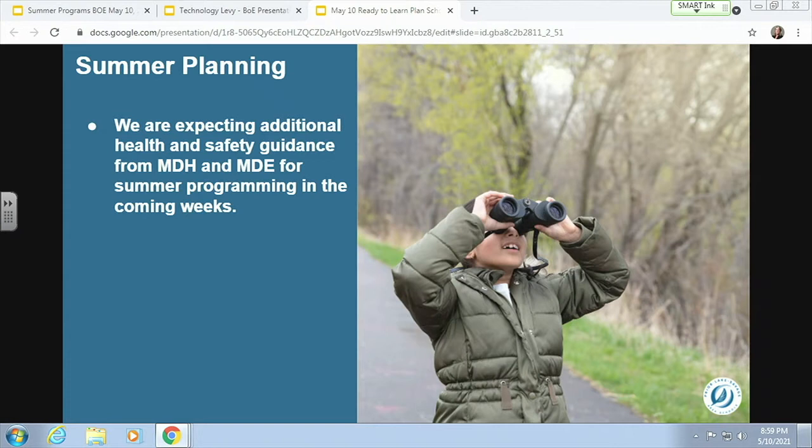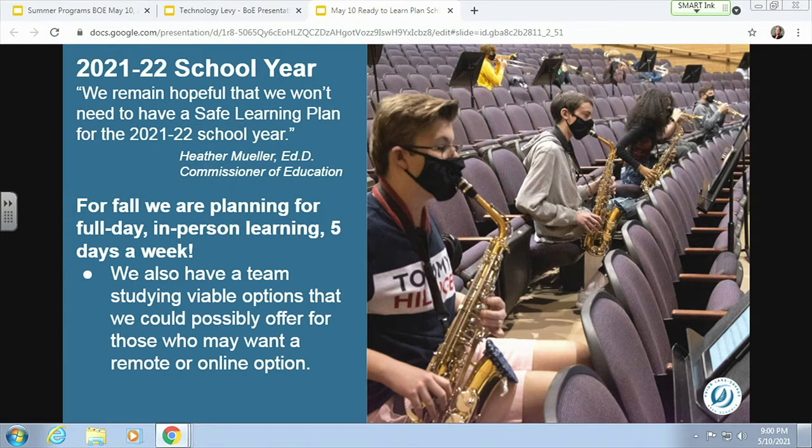As we look to close out the end of the school year, it leads us to look ahead to the summer and to next year. First we'll take the summer. Right now, as I mentioned before, the Safe Learning Plan is set to sunset at the end of the school year, so we're waiting on what the guidance for the summer looks like. We've been told by MDH and MDE that new guidance about summer will be coming in the next few weeks. And of course, we're always looking forward to next school year.